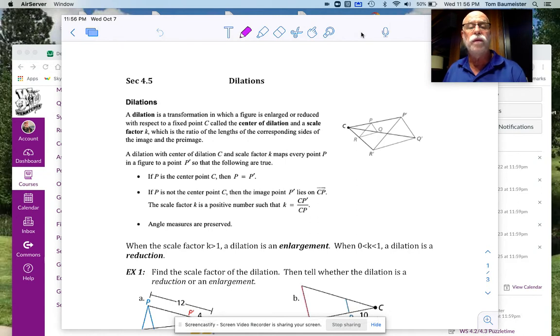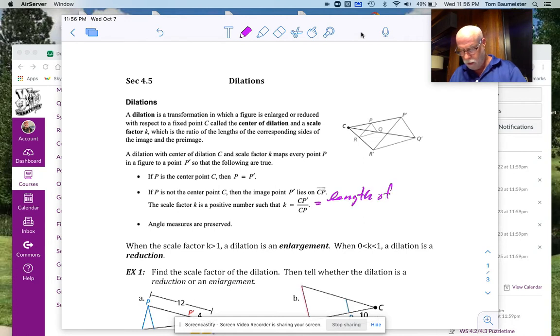If P is the center point C, then P is equal to P prime. If P is not the center point C, then the image point P prime lies on ray CP. The scale factor K is a positive number such that K is equal to CP prime over CP. And again, they just told you earlier that that is the length of the image over the length of the preimage.